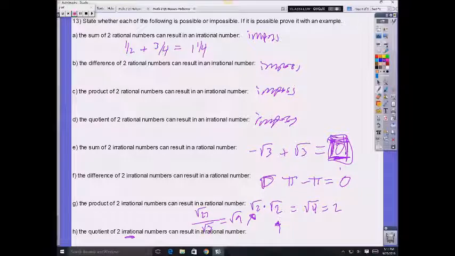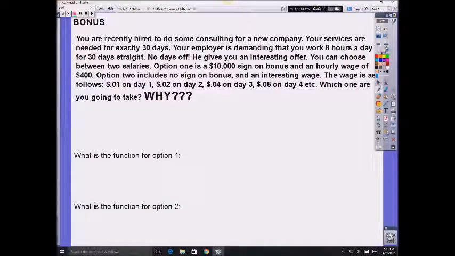Okay, last one, the bonus. You are an idiot for taking option 1. Option 2, like on day 28, you will make more money than your whole month, the sum combined from option 1. Option 2, if it starts off slow, don't let that fool you. It's going to grow and it's going to get huge.